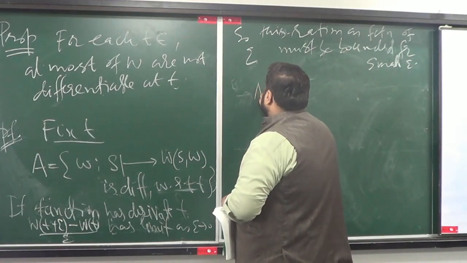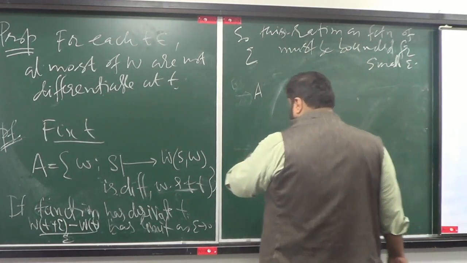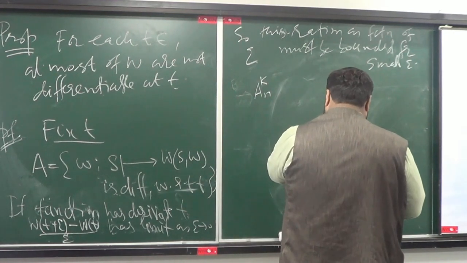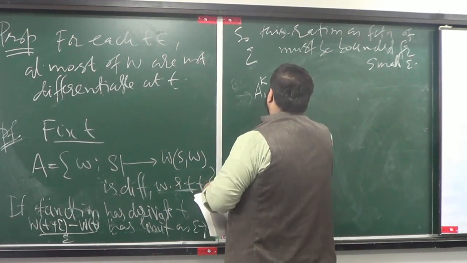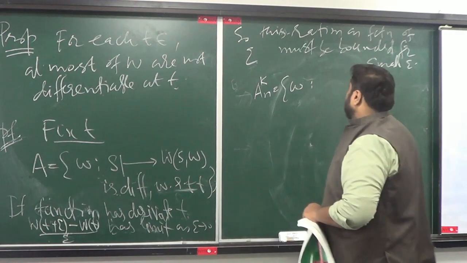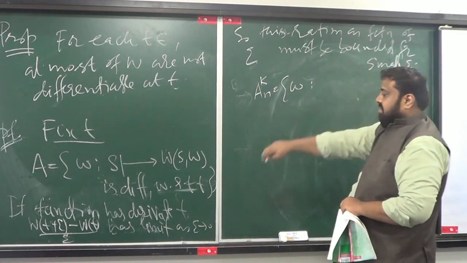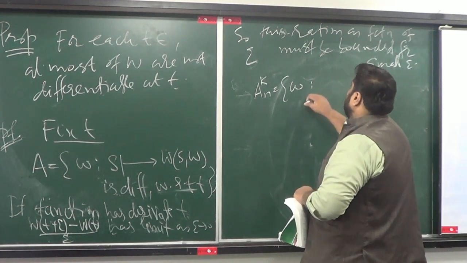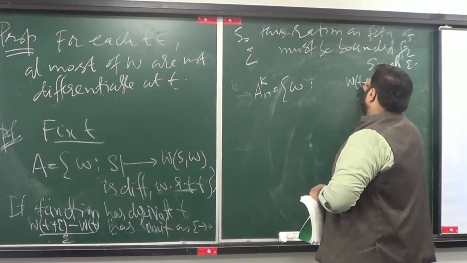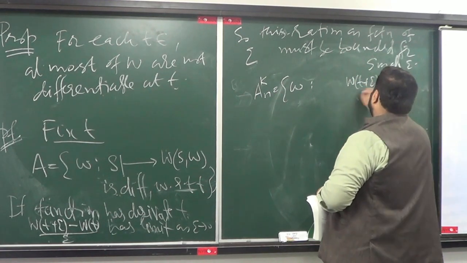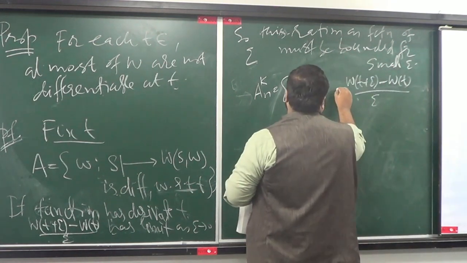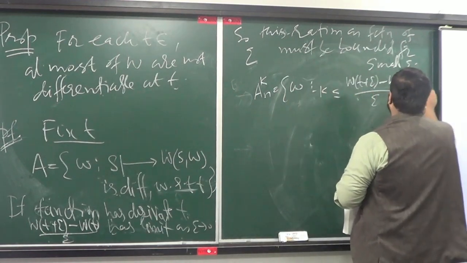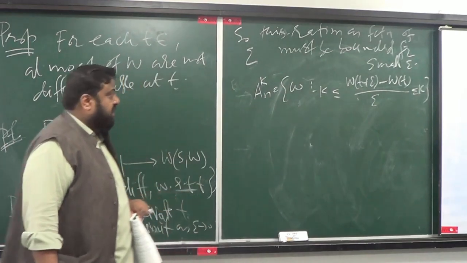Let me define some sets. Let me give it the name A, K, N. The A_{K,N} is the collection of those omegas. So I want this number to be bounded actually. So it is a collection of the omegas such that this number, W of t plus epsilon minus W of t over epsilon, is sitting between minus k and k.